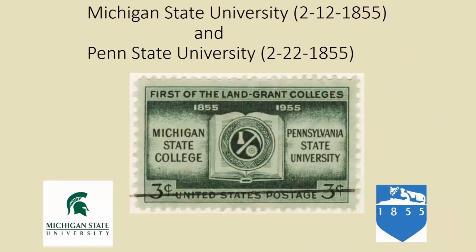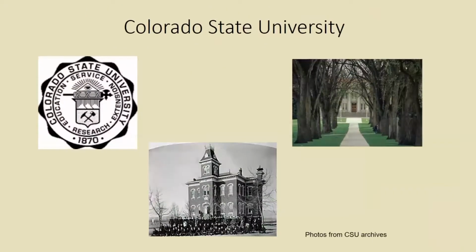But look at this, both Michigan and Pennsylvania were the first to establish agricultural colleges with the purpose of applying scientific principles to farming. And Michigan State was actually the prototype for the land-grant system created in 1862. Colorado State University, known at the time as Colorado Agricultural and Mechanical, was founded in 1870, and the first class consisted of just 6 students.